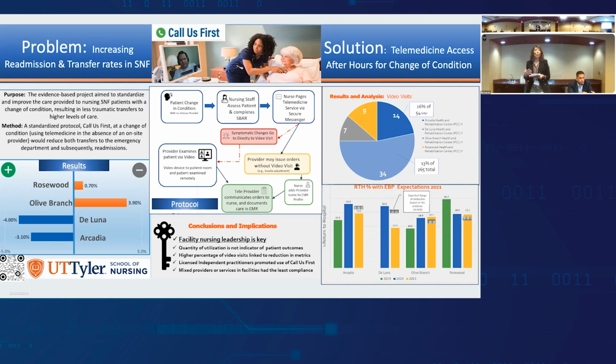And what we found was when the protocol was followed, in 2 of our facilities we did meet or exceed the reduction in return to admission. And that was 4 to 11%. So DeLuna and Arcadia met or exceeded that. And what I also found, in the top right results and analysis, was that utilization of the protocol didn't necessarily equate to the results, but the video visits did. So the higher concentration of actual video visits had a bigger impact in our results.